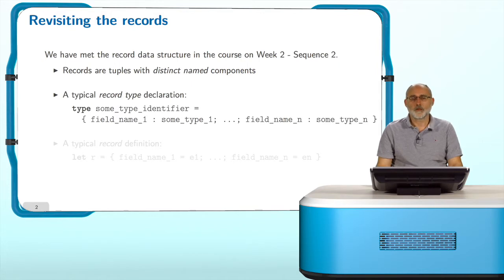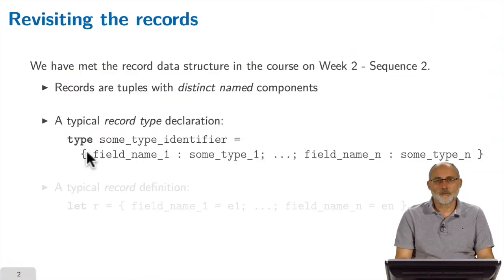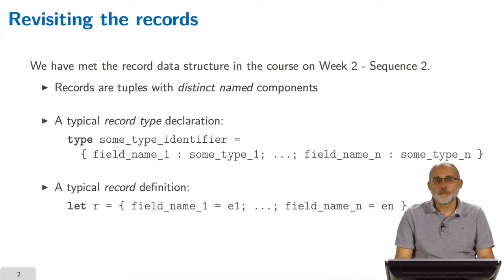As you remember, a typical record type declaration looks like this. We define a type, the type of the record type, and this record type, between curly braces, contains a list of field names with the type of each of the field names. Then the typical record definition is, between curly braces, the list of the field names with the value to which they are initialized. Well, let's see again a simple example of the use of record in a simple program.